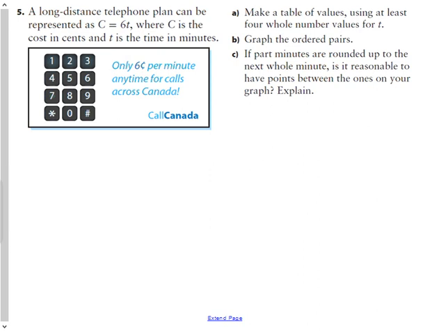Okay, this is section 9.3 in your textbook on linear relations. It's basically what we've been doing, except now we're applying context to our linear equation. The first question on our sheet says a long distance telephone plan can be represented as C equals 6t, where C is the cost in cents and T is the time in minutes.